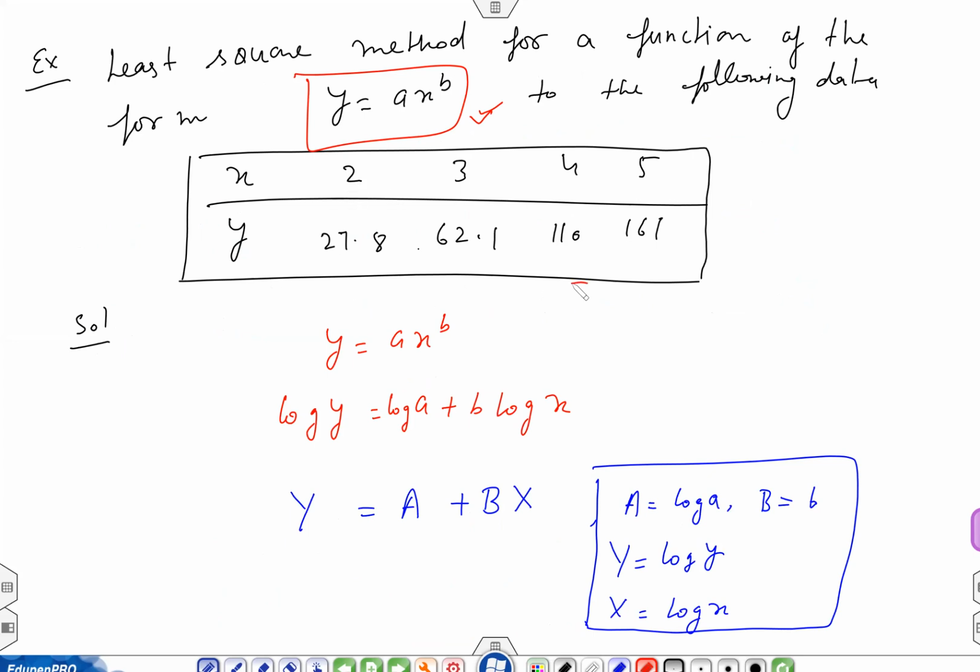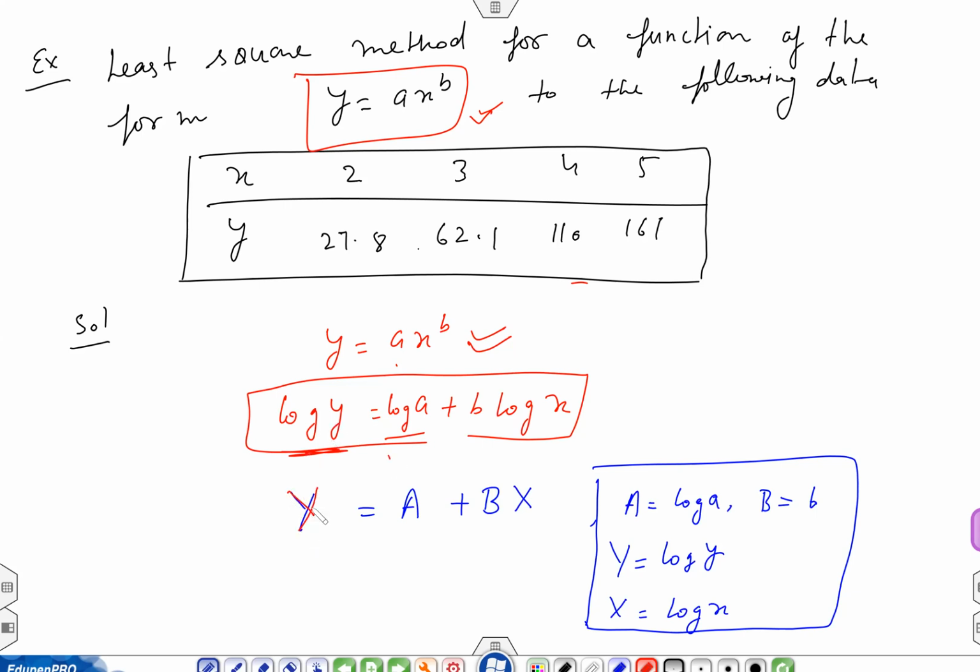So how to proceed? If straight line and parabolic part is clear, then it's very easy to understand this example. Okay, so function is what? Y equal to a into x raised to power b. We will try to write this equation into the known form. Known form means what? Either in terms of a straight line or in terms of parabola. So taking log of this equation, because we want to simplify this form in terms of some known form. So whenever we take log, what we are getting here is log y equal to log a plus b log x. Log y, that is the function of y, so we can write it as capital Y.